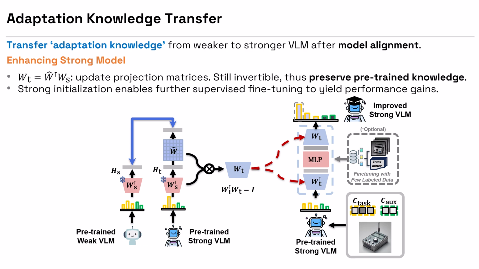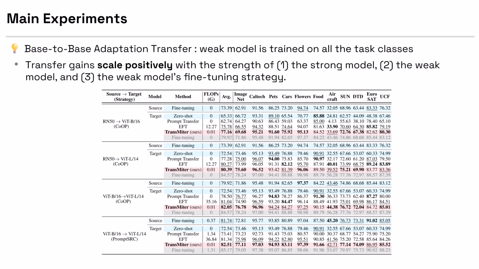To validate the effectiveness of TransMiter, we conduct experiments under two settings. First, we consider base-to-base adaptation transfer, where the weak model is fine-tuned using all test classes. We evaluate multiple models with diverse architectures and scales, and observe that the performance gains of TransMiter increase consistently with the strength of the strong model, the strength of the weak model, and the quality of the weak model's fine-tuning strategy.